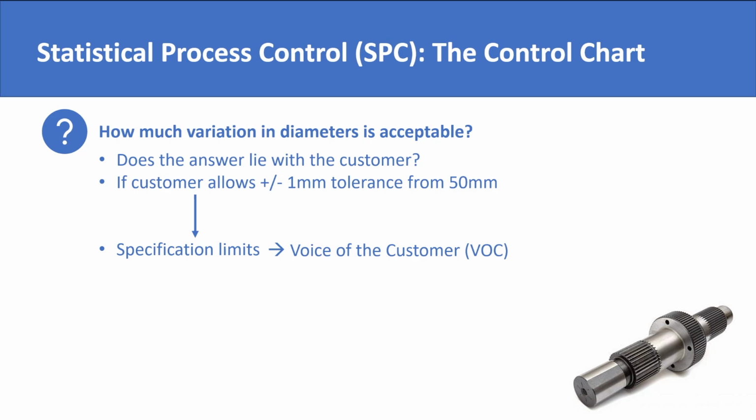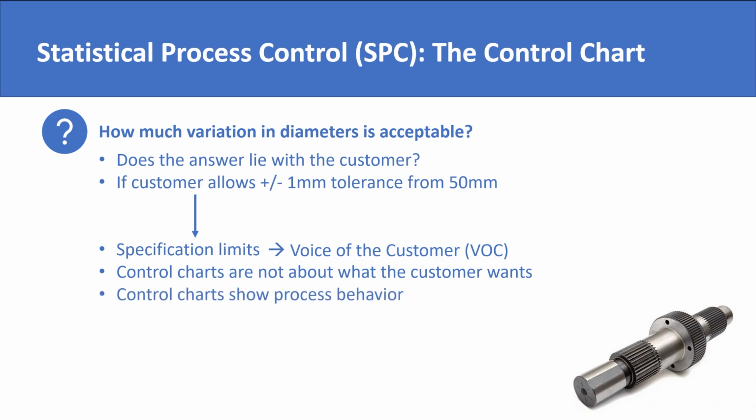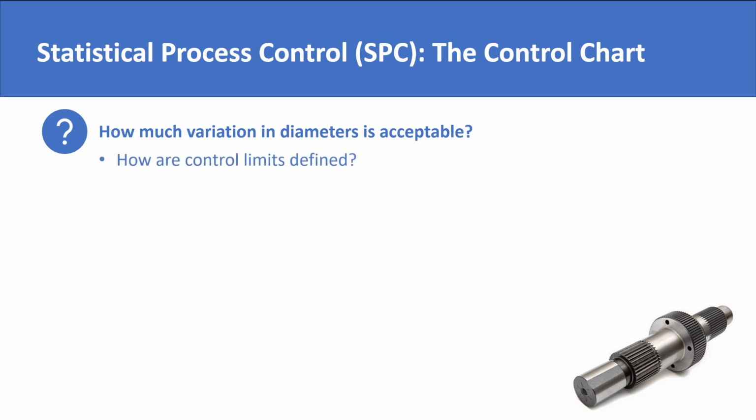But control charts are not about what the customer wants. They are about how the process behaves. That is, voice of the process. So how do we define control limits? Control limits are calculated using the natural variation present in the process data itself.